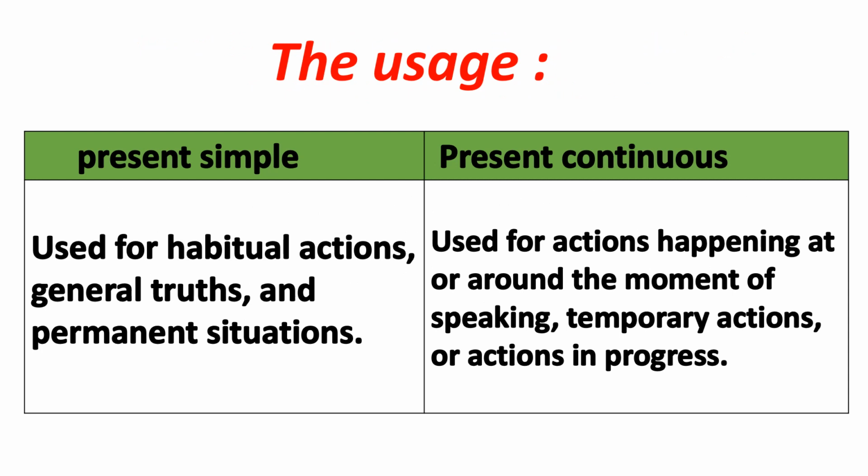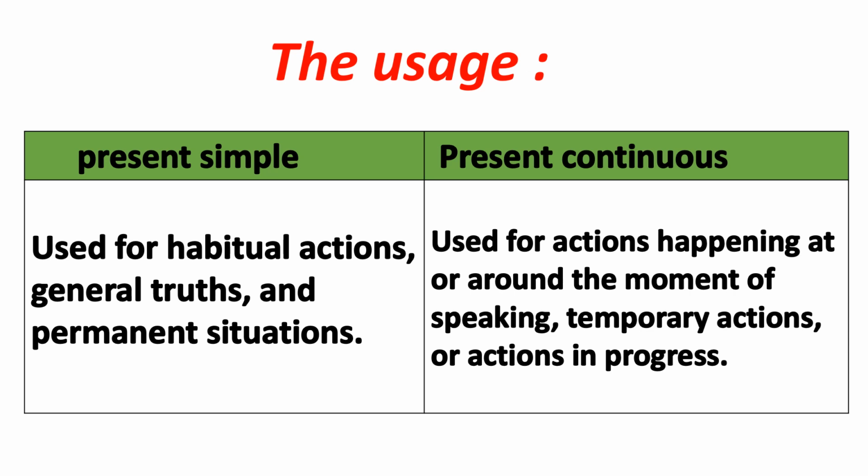The difference between them is the usage. The present simple is used for habitual actions, something you do every week, every month, every year, etc. Something habitual. Or general truths, something true that can never change. And permanent situations, like habitual actions.